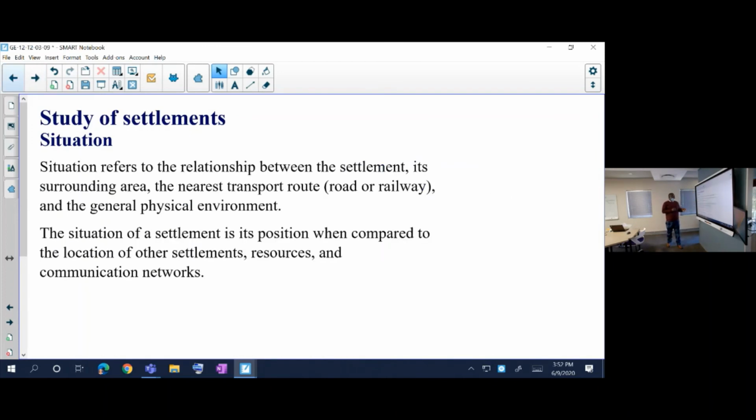What is a situation? What is a site? A rural settlement, urban settlement.